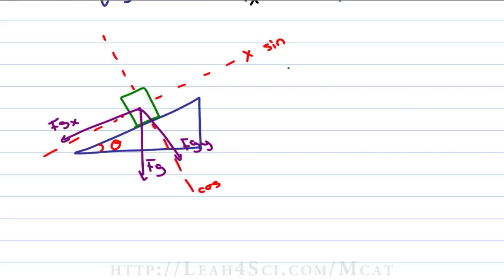Now we don't care about force of gravity in the y direction, we do care about the normal force, which is equal to mass times gravity in the y direction. That's where we care about the cosine component. And if you have friction, that goes in the opposite direction to the x component.